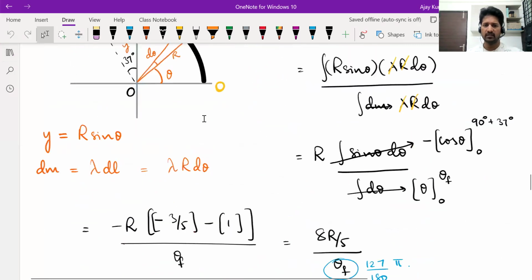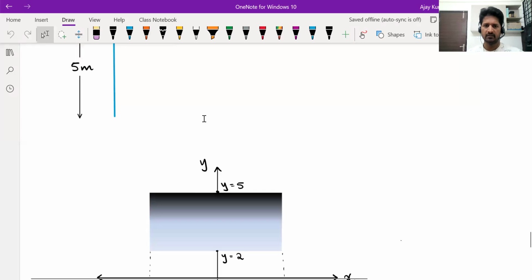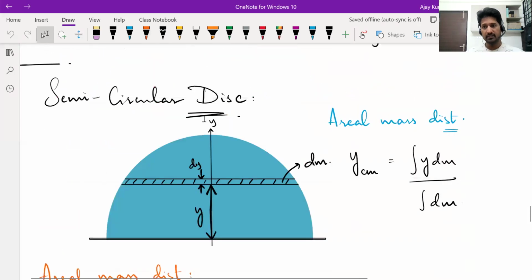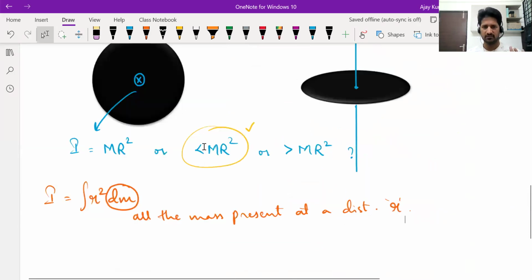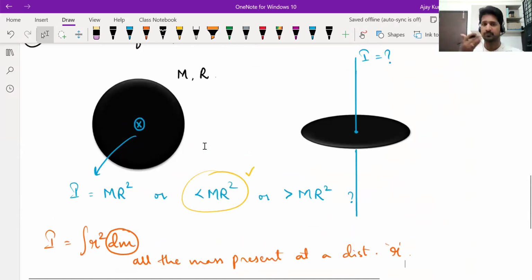We had to do integral y dm divided by integral dm, right? So what we did was we fixed a y coordinate and then we visualized all the mass at that y coordinate. You can do something similar in moment of inertia calculations also. So what we'll do is we'll fix a distance first and then visualize what all mass is present at that distance. We'll write an expression for it and try to integrate.